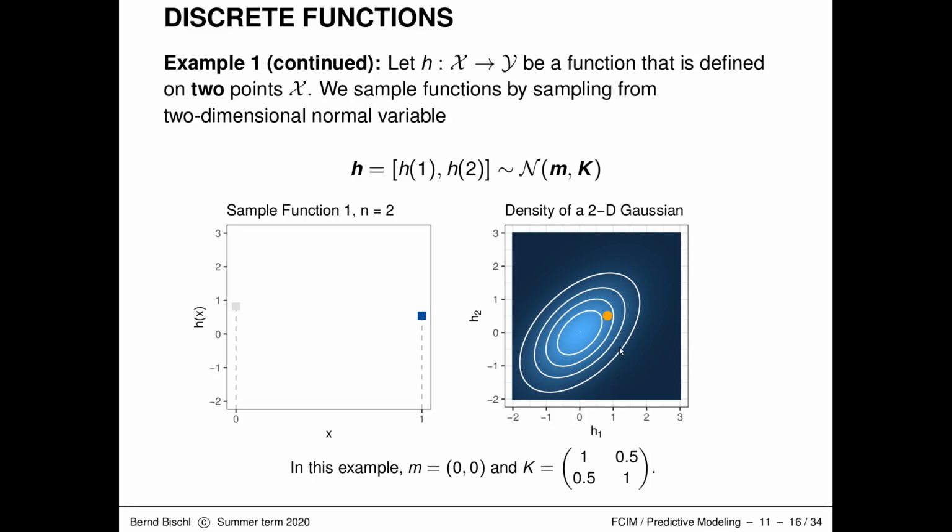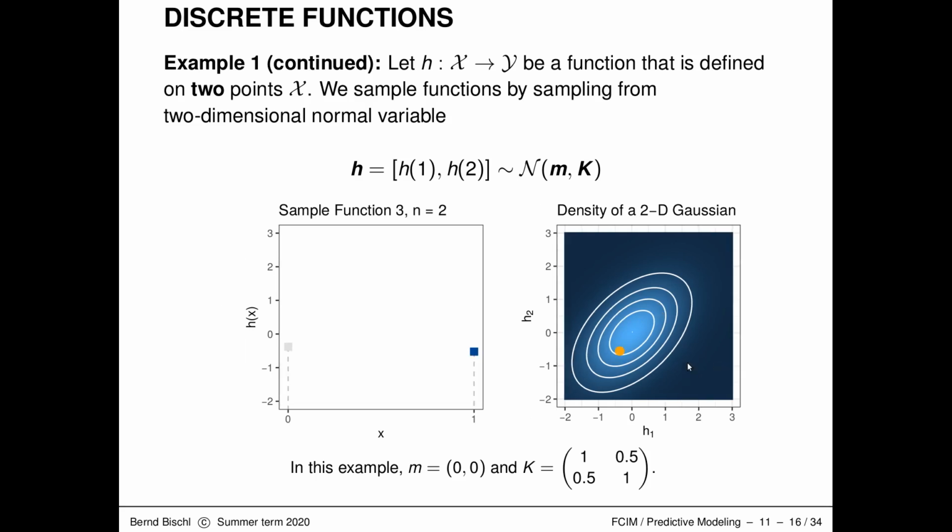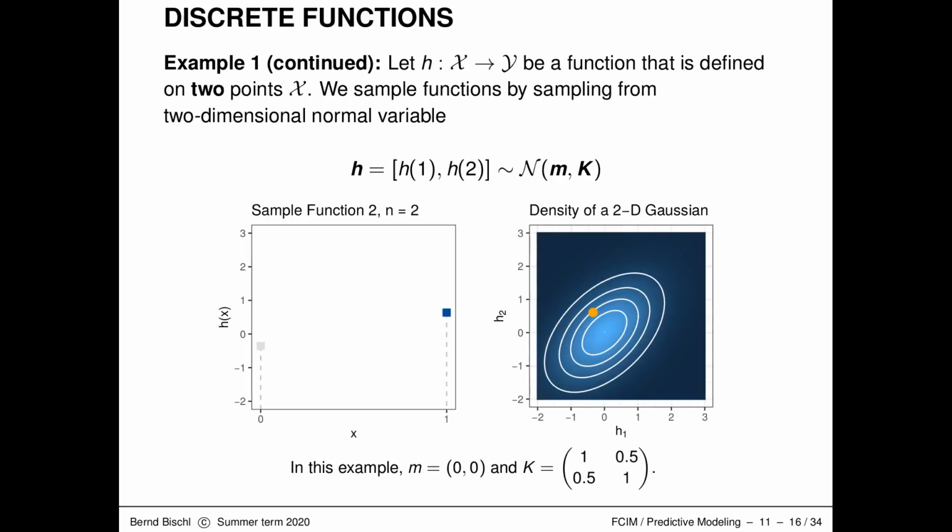In order for me to sample functions, which I'm now visualizing on the left-hand side. So maybe I'm sampling this orange point here. This orange point has a component h1 and it has a component h2. What do h1 and h2 represent? Well, h1 is simply the outcome at my measurement point 0, and h2 is the outcome at my measurement point x equals 1. And I can sample a different point and a different point and a different point, and I can see how these functions now look like.